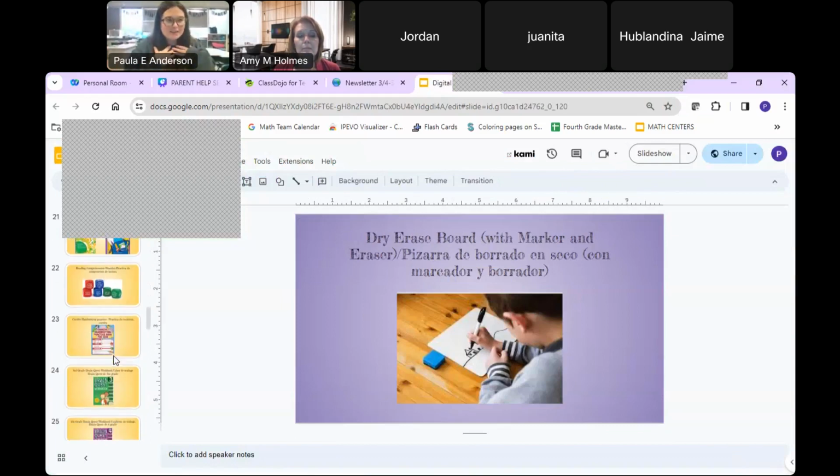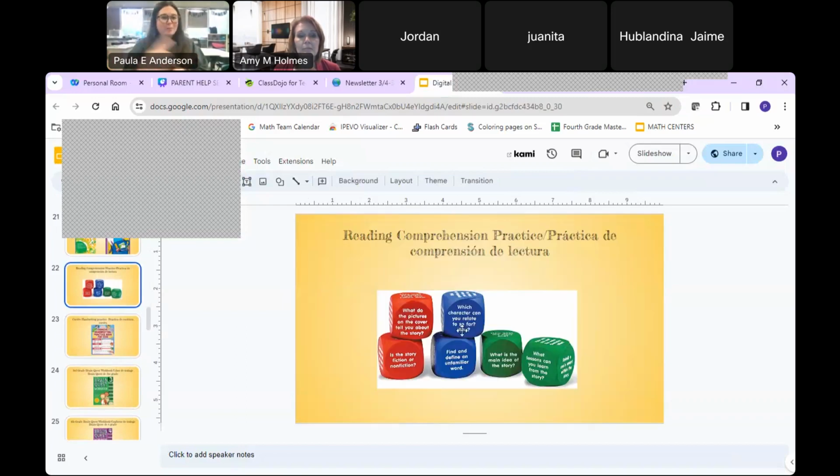I'm a math teacher. I know there's reading stuff on there. I'm not exactly sure what all there is, but I know there's some really good reading stuff. I thought these cubes were really cool about comprehension.